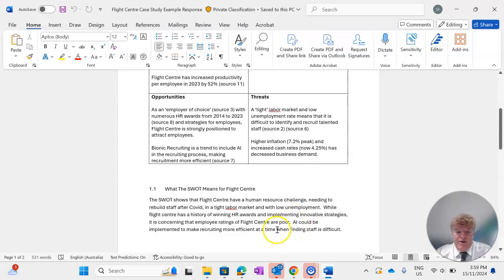Then I've made a comment about AI could be implemented to make recruiting more efficient at a time when finding staff is difficult. One of the things I like about doing this little bit of analysis after the tool is you can put ideas together. So you can say AI is efficient, recruiting staff is difficult, those things match up nicely. You can also talk about the overall human resource challenge, rebuilding staff, tight labour market, low unemployment. Low unemployment means there aren't many people available to work.